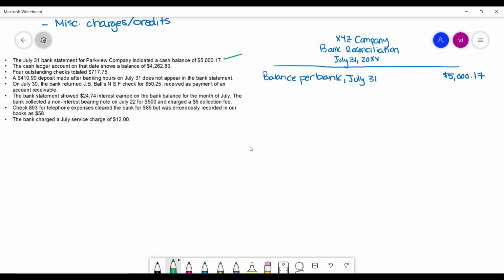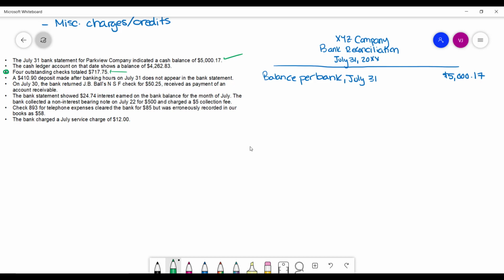And we want to see if there's a breakdown of the outstanding checks. So let's see here. Doesn't look like it. So keep in mind, usually you will get a breakdown of each check, so you would list each check on its own. But here they give us the total. So we found the outstanding checks amount, and we want to see if there's any deposits in transit.